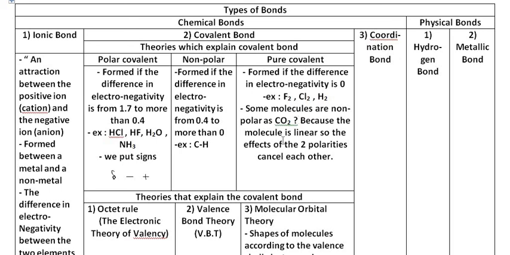Also, some molecules are nonpolar compounds, such as carbon dioxide. In carbon dioxide gas, the difference in electronegativity between carbon and oxygen is greater than 0, so the bonds are polar. But the geometrical form of carbon dioxide is linear, so this compound is nonpolar.